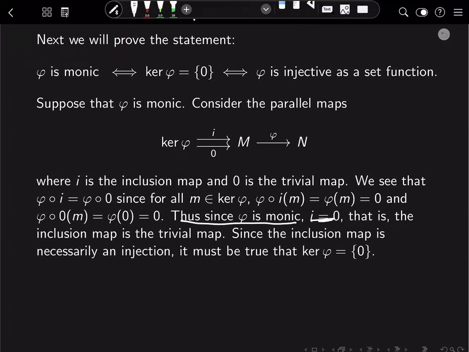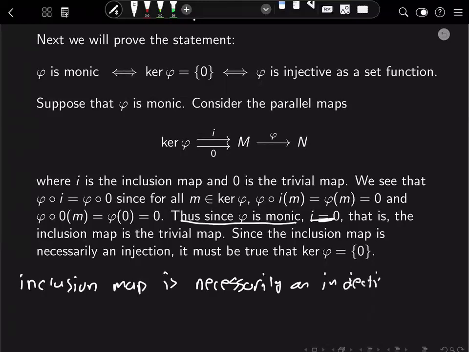So that implies that the inclusion map is the trivial map, but the inclusion map is necessarily an injection. So it must be the case that the kernel is trivial, since we've shown that the inclusion map is equal to the trivial map, and that can only happen when the domain is trivial. So that means the kernel of phi is trivial. So we've proven the first part, we've proven this direction here.